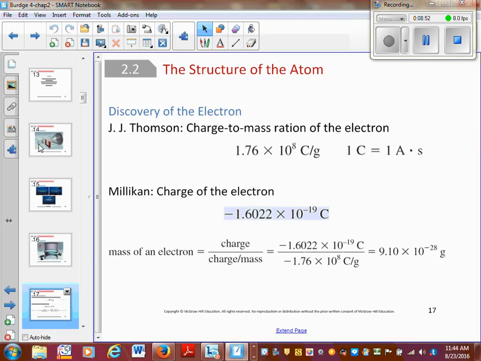The charge of the electron is negative 1.6022 times 10 to the minus 19 coulomb. So the mass of the electron, taking the charge and dividing by the charge per mass, is 9.10 times 10 to the minus 28 grams. Very small. So much for the electron.